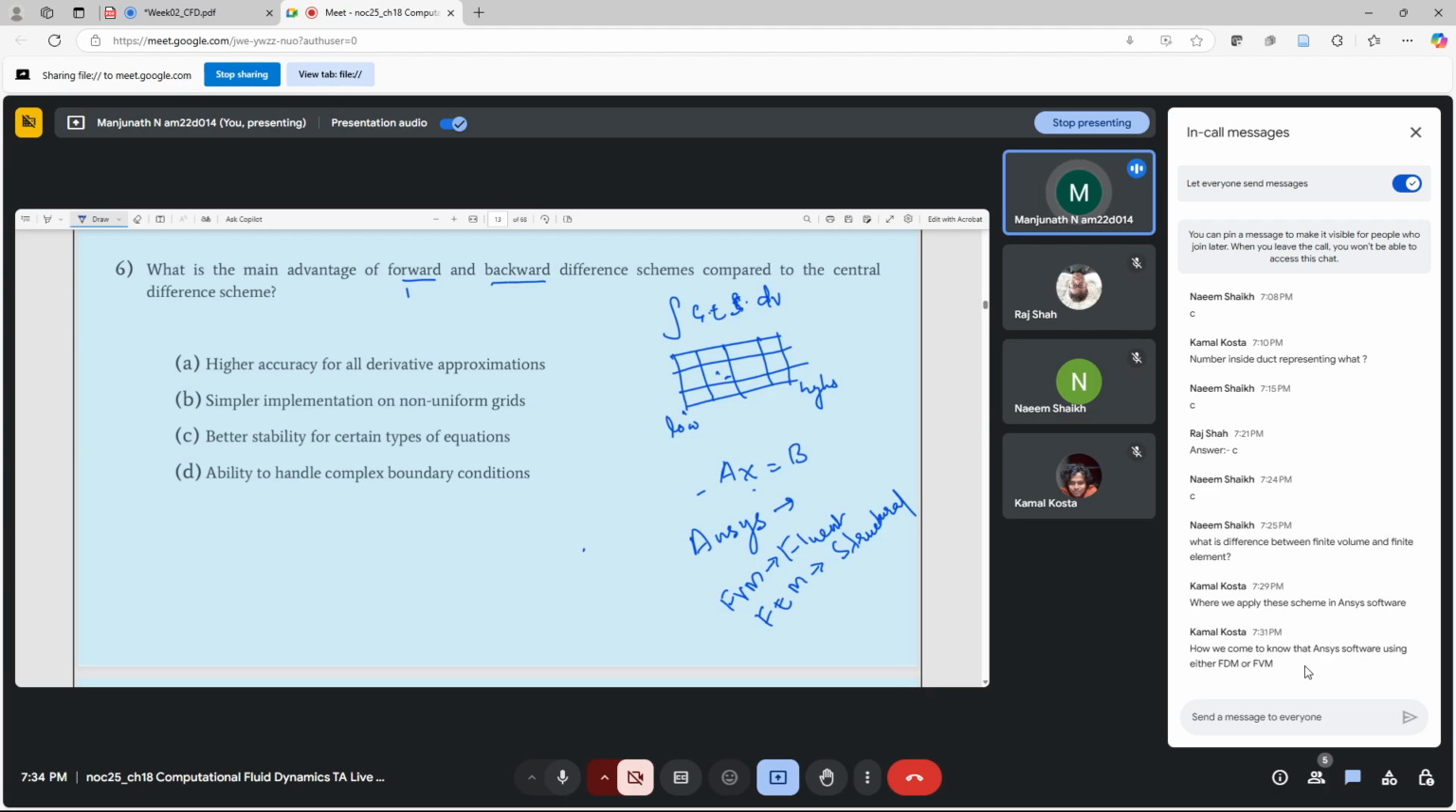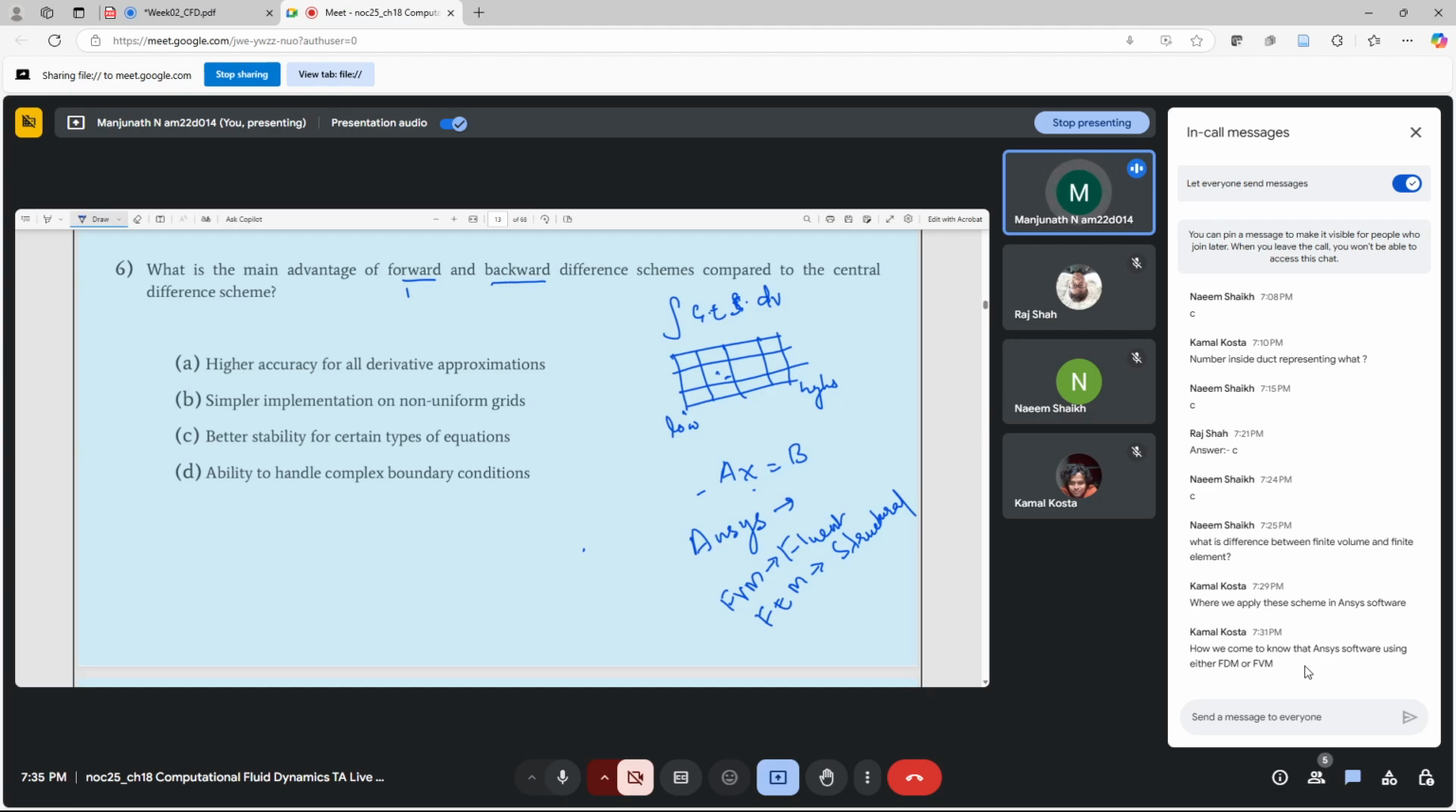Next, how do we come to know that ANSYS software is using either FDM or FVM? As I told you, if you are using Fluent, that is in the CFD domain, the main solver they have is Fluent. ANSYS software is the entire package, or maybe you are mentioning ANSYS Workbench. But if you take Fluent, if you go to their website, in their product information itself, they give what kind of methods they are using. And Fluent extensively uses the finite volume method.